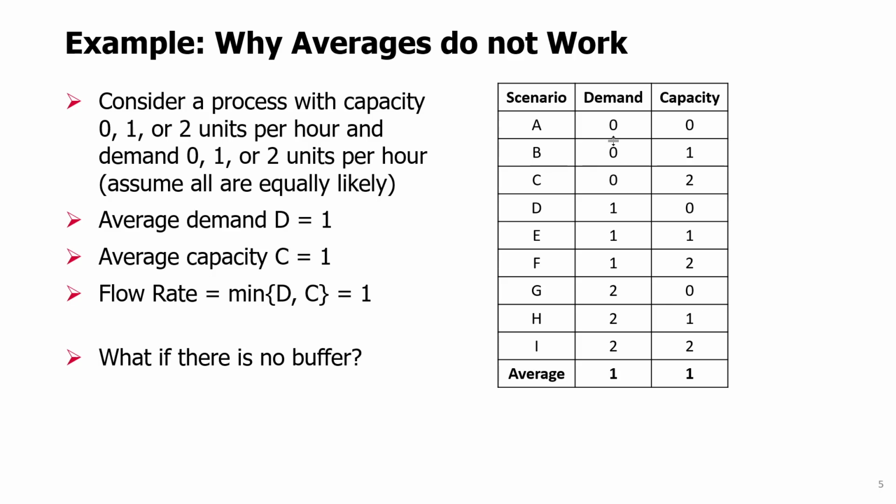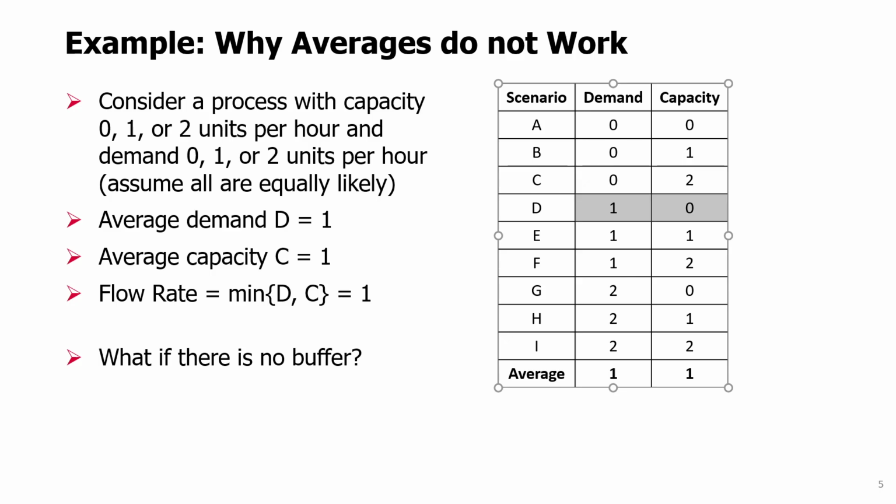If demand is 0, of course, any capacity is sufficient. Demand is 1. Unfortunately, capacity 0 will not be able to serve it, and therefore we will lose this unit of demand here. We're not going to serve it because there's no buffer. The unit has to be diverted or abandoned somehow.